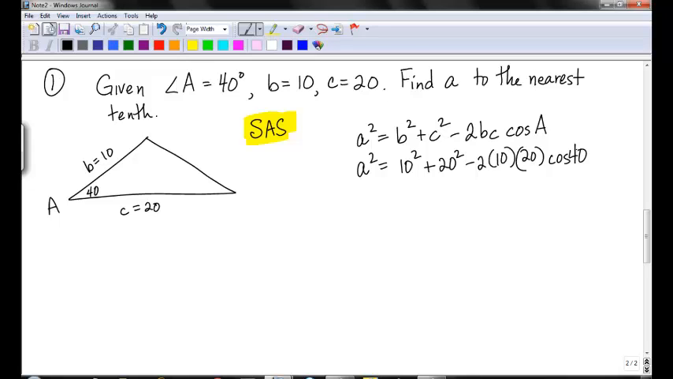So just punch it in. 10 squared plus 20 squared minus 2 times 10 times 20 times cosine of 40. And I get 193 something. Do you get that?